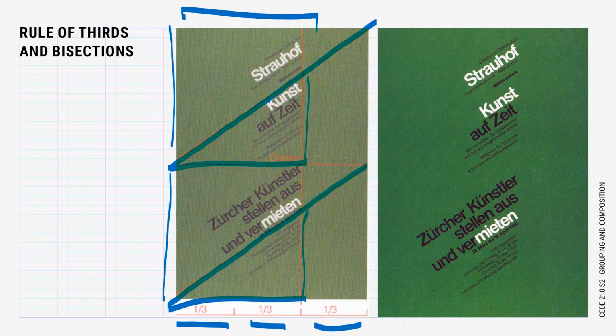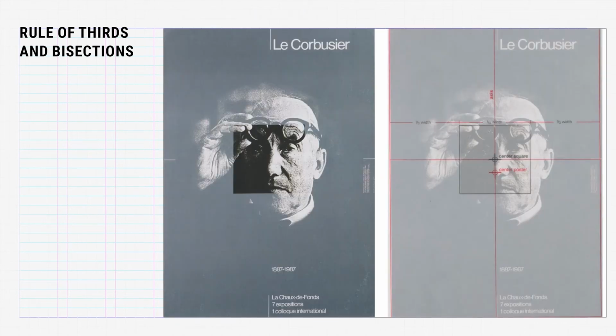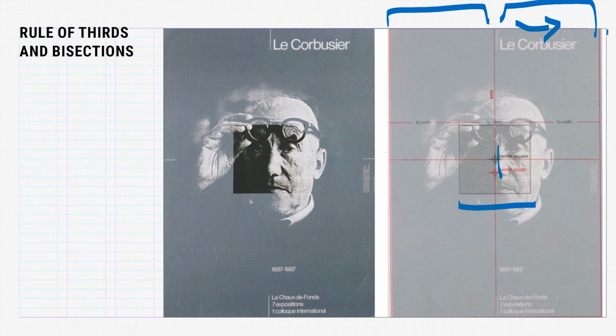The way the composition relates to the page ties everything together, creating a resolved or finished design. We can also see the combination of halves and thirds in this Le Corbusier poster. The poster is divided into halves, and all the content sits on the left half of the axes. This is also where the bridge is of Le Corbusier's nose. A central square with a width of 1/3 of the page highlights his face.